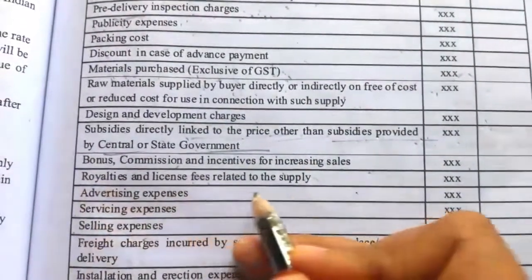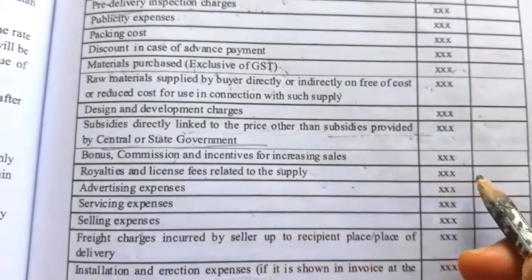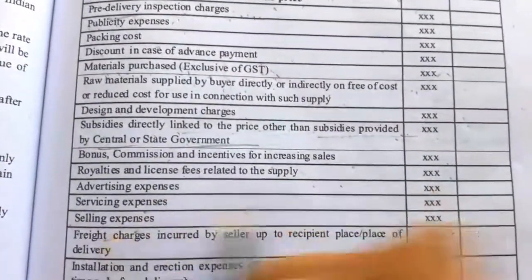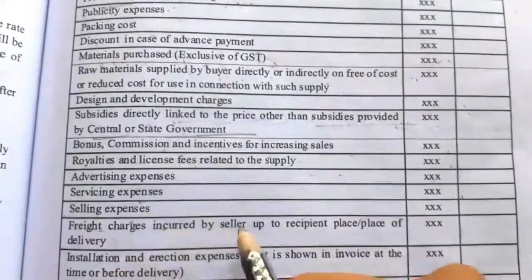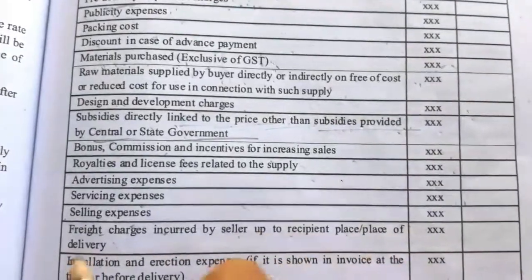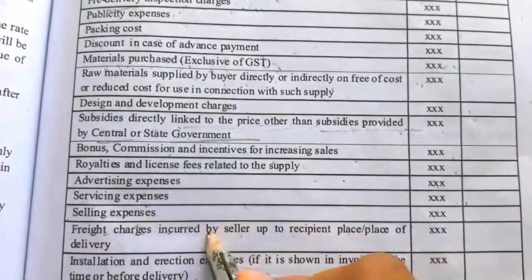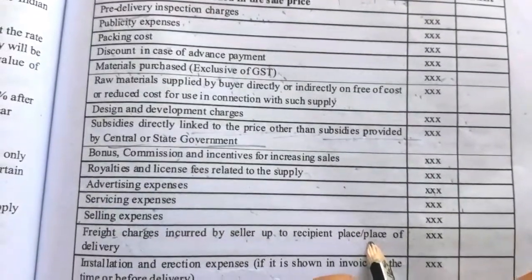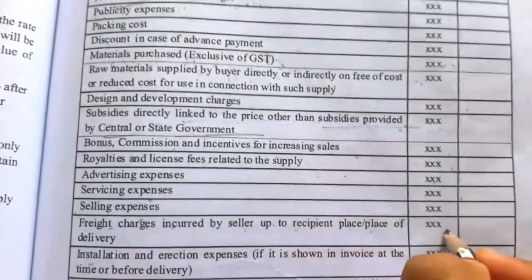Then royalties or any license fees relating to supply, that also we have to add. Advertising expenses, servicing expenses, selling expenses, freight charges incurred by a seller up to the recipient place or place of delivery. So if there are any freight charges incurred by a seller to the recipient buyer place or a place of delivery, that is also allowed.